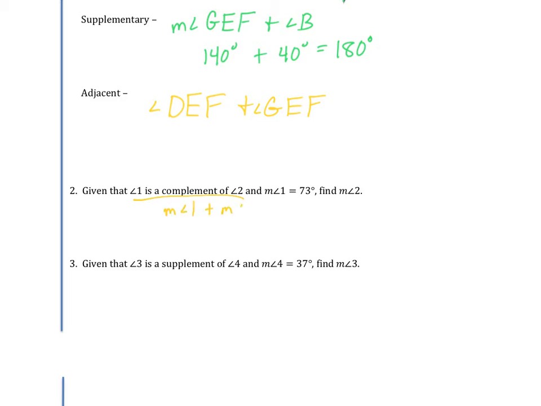Number 2, given that angle 1 is a complement of angle 2, that means the measure of angle 1 plus the measure of angle 2 equals 90 because they're complements. If the measure of angle 1 is 73 degrees, we're trying to find angle 2. So it would be 73 degrees plus the measure of angle 2 equals 90. How do you get the measure of angle 2 alone? You have to get rid of the plus 73. So that'll cancel, and we end up with the measure of angle 2 equals 90 minus 73. The measure of angle 2 equals 17.